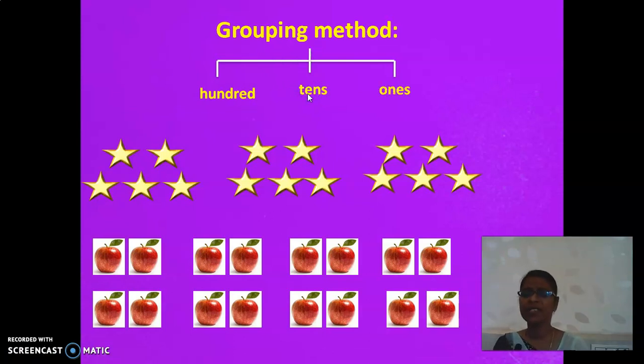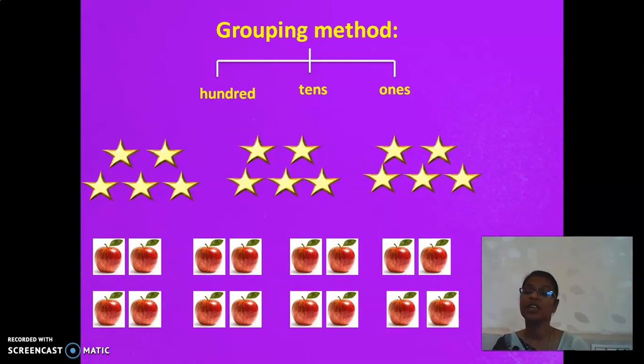So what representations have we learnt? We have learnt how we can represent in blocks, in a spike abacus, and by bundling with sticks, isn't it? So 100 sticks, tens and ones. We have learnt how we can group the objects for the hundreds, tens and ones.